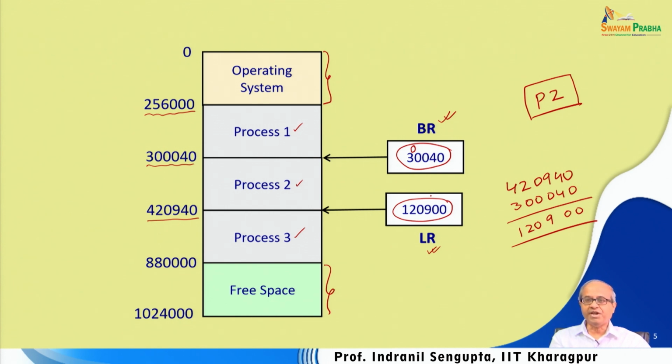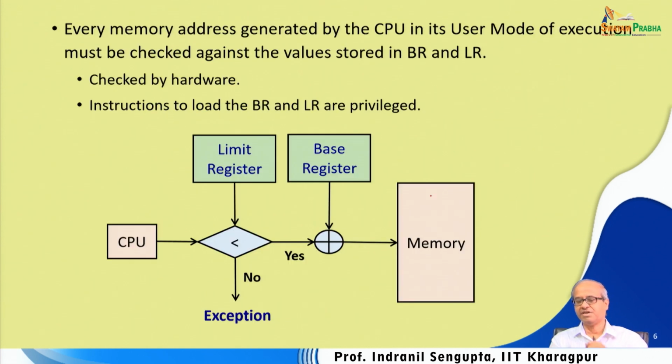Now, loading of the LR and BR registers is clearly a privileged instruction, because if it is not a privileged instruction, then a user program can also change LR and BR values and can access anywhere in memory. The idea is that there is a hardware mechanism by which you are not allowed to access any memory location outside the boundary defined by BR and LR. How? Schematically we are showing here. Just look at the diagram below first.